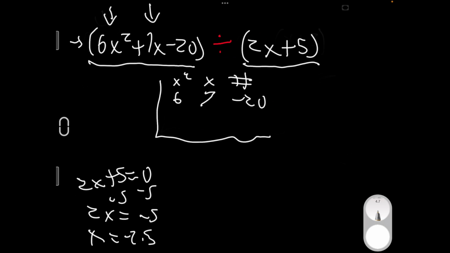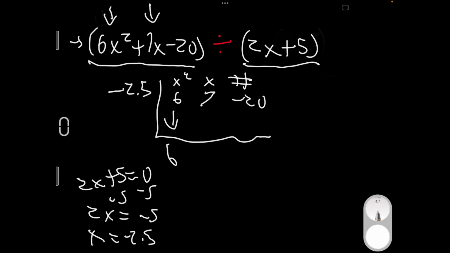So the corner number that we put here is negative 2.5. Now we can start the equation. So we always have to drag down this first number. This is a must.